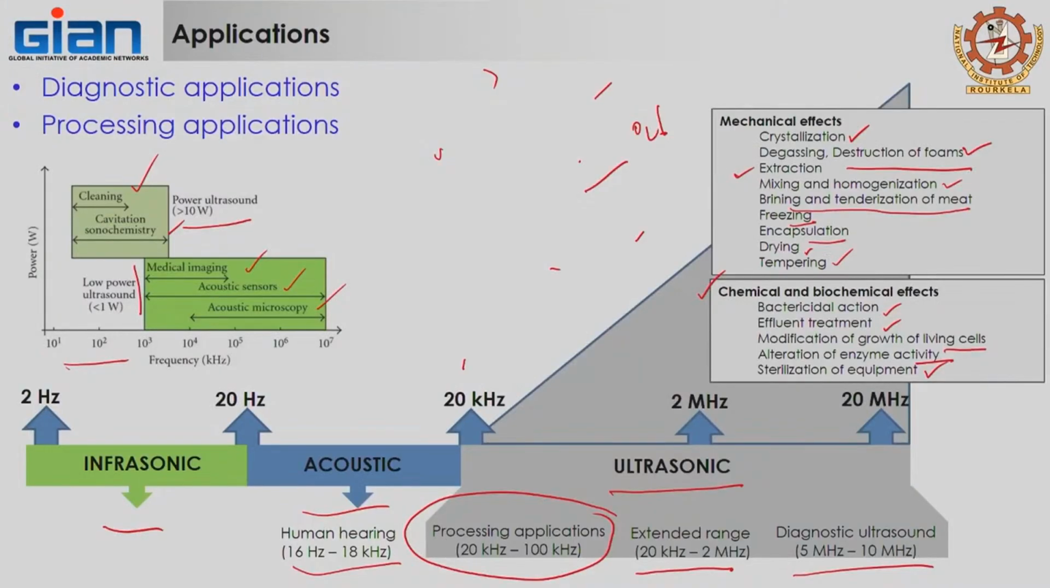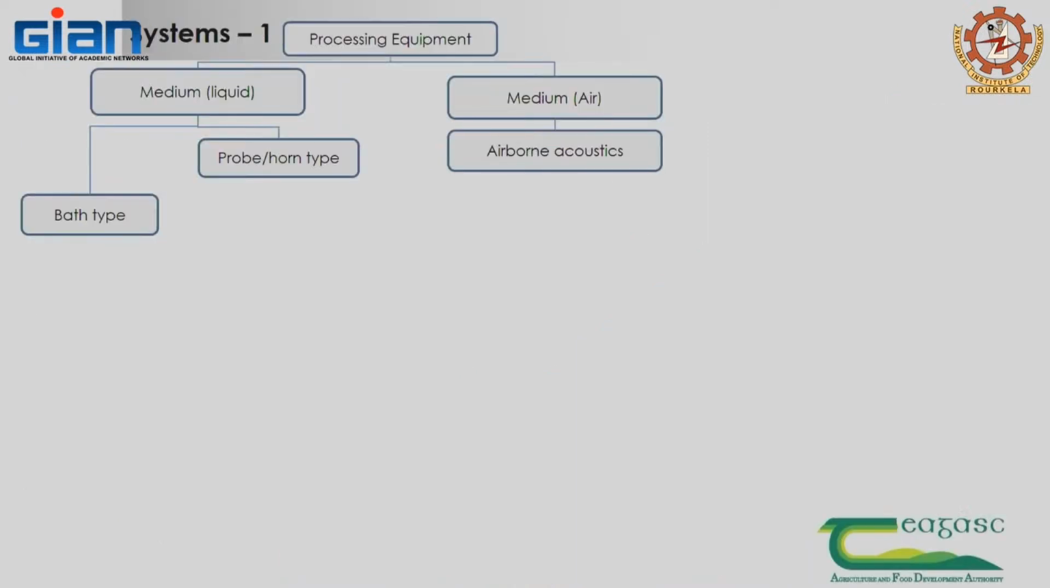Alteration of enzyme activity, because you can modify the protein properties, hence you can modify enzyme activities. Sterilization, like thermosonication, heat plus ultrasound, will cause a sterilization effect. So this is how ultrasonic can be used. I have not listed other applications like soil treatment, soil remediation, heavy metals, coating. Ultrasonic is used extensively for non-food applications also.